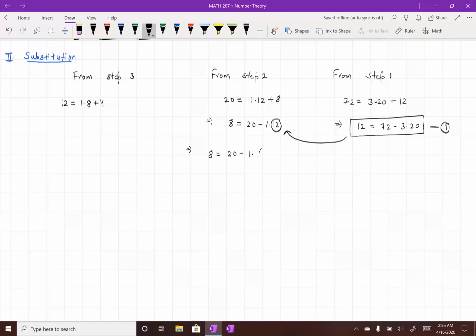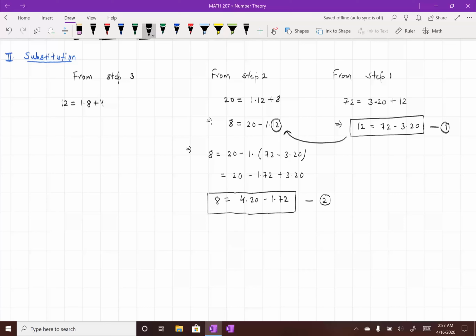So the value 8 can be written as 20 minus 1 times (72 minus 3 times 20), which if you simplify is going to be equal to 20 minus 1 times 72 plus 3 times 20, and that will be equal to 4 times 20 minus 1 times 72. So here you have represented 8 in terms of 20 and 72, which is equal to 4 times 20 minus 1 times 72. And let's call this your second equation.